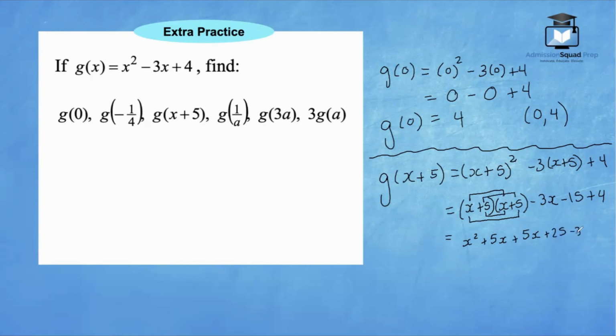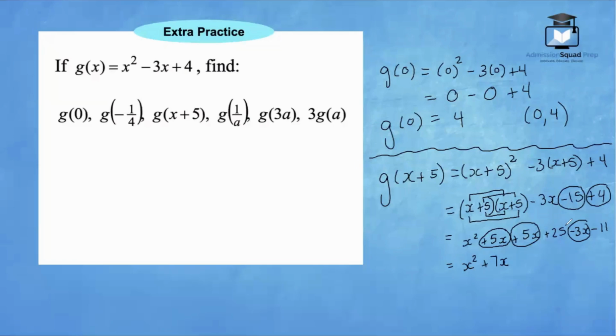We also have minus 3x, and I'm going to go ahead and combine like terms here because -15 and +4 are like terms. -15 plus 4 is -11. Let's see what other like terms we have. I can see 5x and 5x, which is 10x, minus 3x, which is 7x. So we can go ahead and bring down x squared because it doesn't have a like term. And we will add 7x.